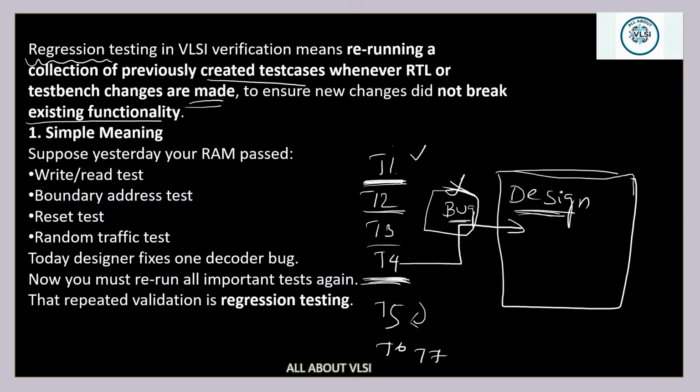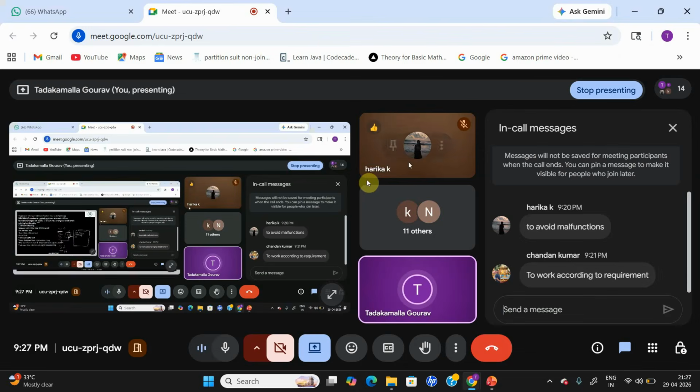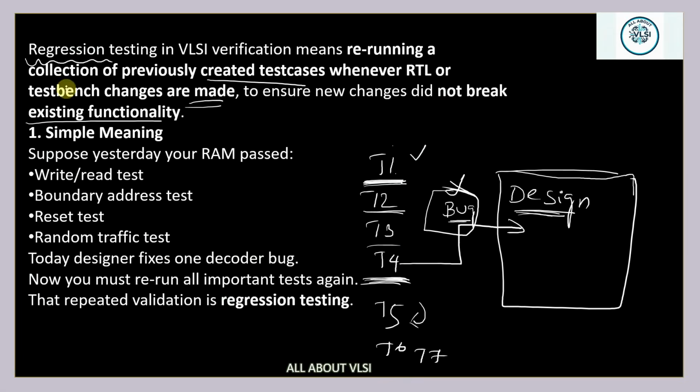Okay. So this is also we are going to see what we mean by regression testing, and how we are going to perform it. Yeah, this is an example written over here. Suppose yesterday we verified a particular RAM where all these test cases passed: write-read test, boundary test, reset test, and random traffic test.